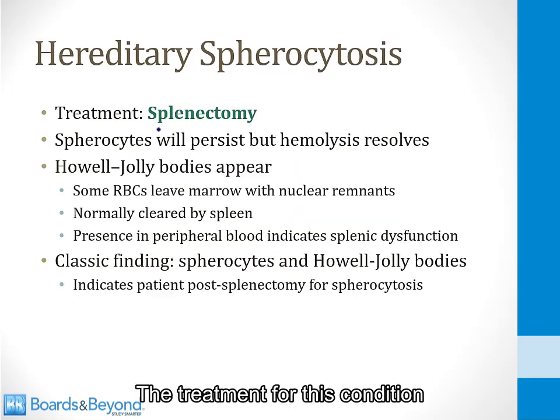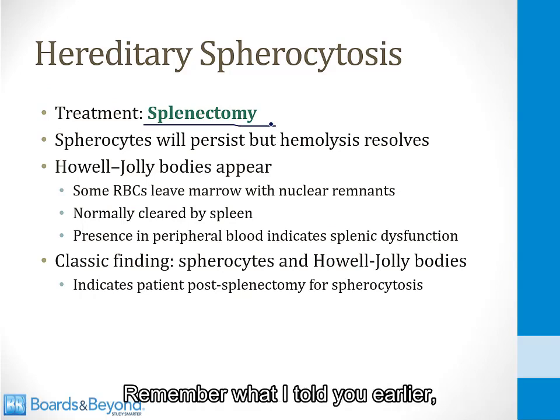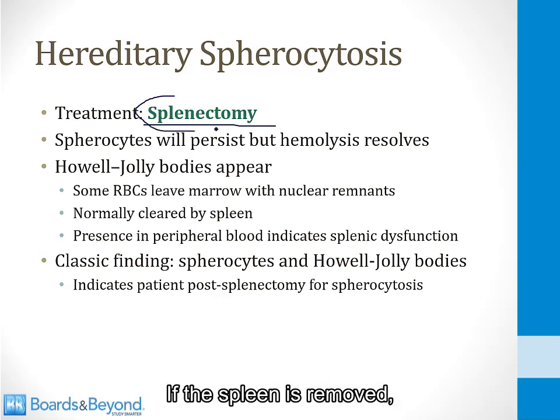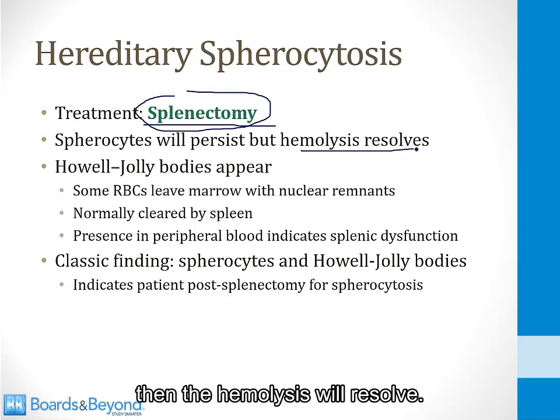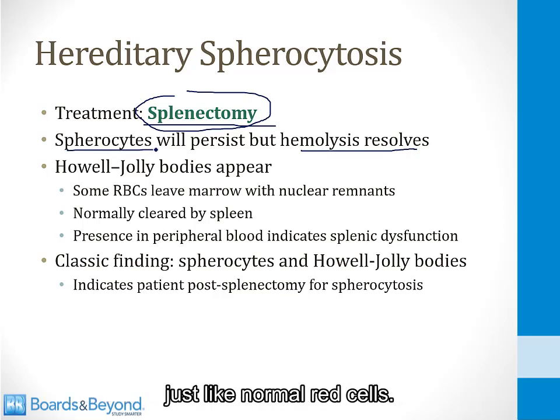The treatment for this condition is to perform a splenectomy and remove the spleen. Remember what I told you earlier, spherocytes are normal in terms of their oxygen carrying capacity. The problem in this disorder is the chronic hemolysis. If the spleen is removed, then the hemolysis will resolve. Spherocytes will still be present, but that's okay because they can carry oxygen just like normal red cells.